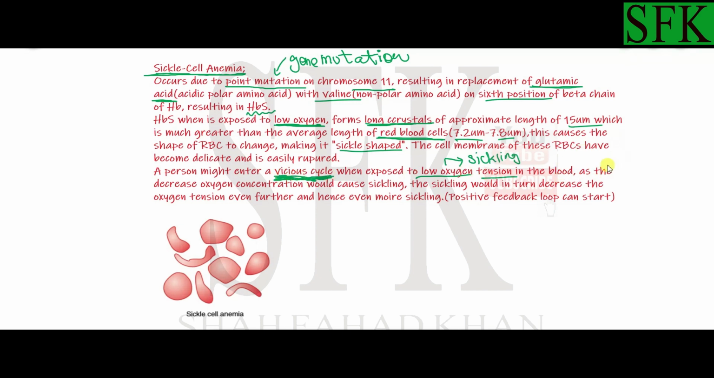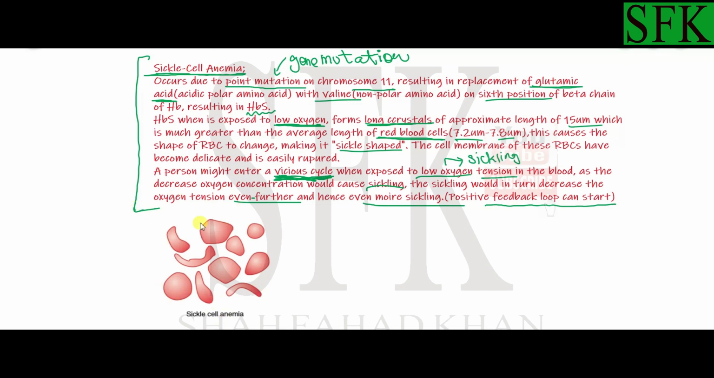So this is a very dangerous condition. Sickle cell anemia patients must not be exposed to low oxygen tension. A decrease in oxygen concentration would cause sickling, and this sickling would in turn decrease the oxygen tension even further, and hence even more sickling would occur. The positive feedback loop will start. So this is all the information about sickle cell anemia that I've gathered from different sources.